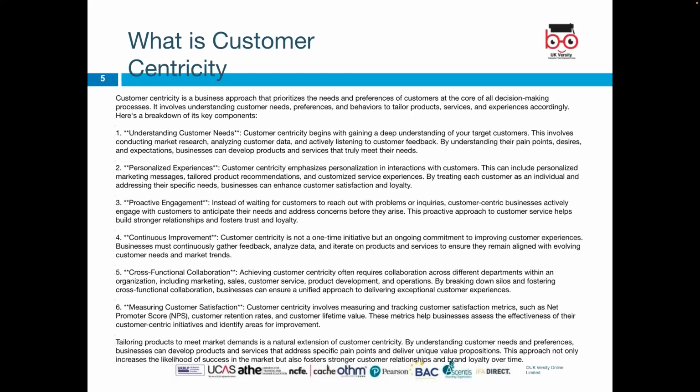So the next one, which is personalized experiences. Customer centricity emphasizes personalization in interaction with customers. This can include personalized marketing messages, tailored product recommendations, and customized service experiences. By treating each customer as an individual and addressing their specific needs, businesses can enhance customer satisfaction and loyalty.